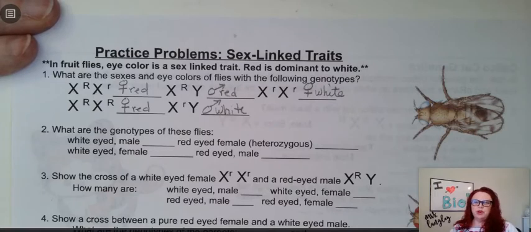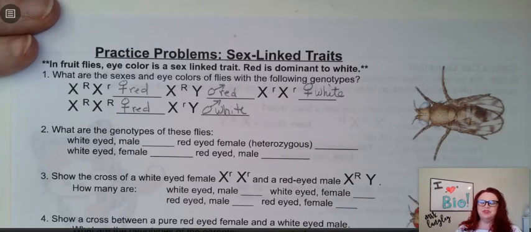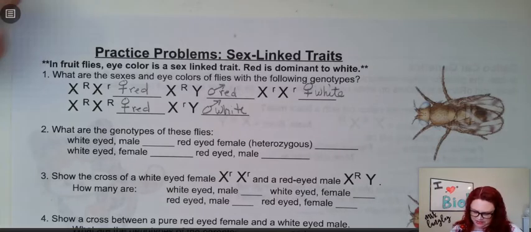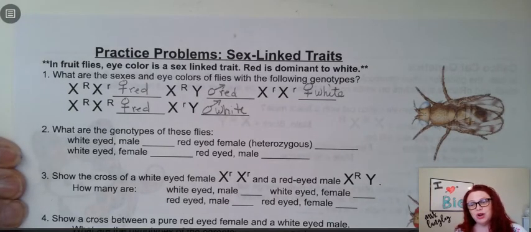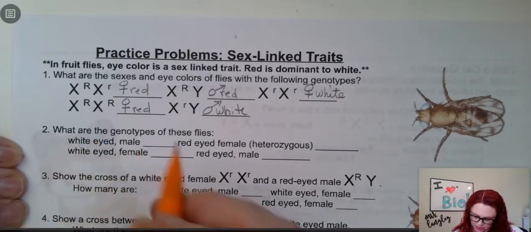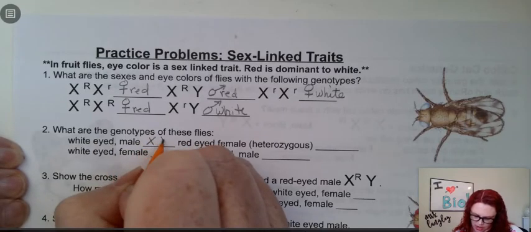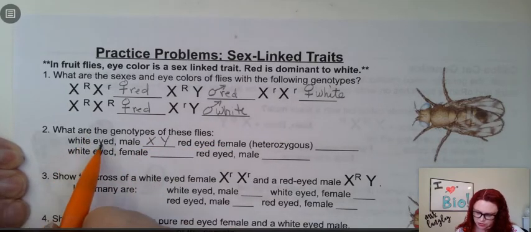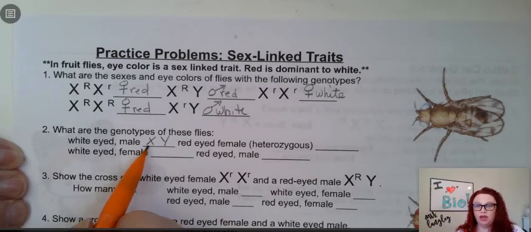For the next problem, we're going to go the opposite direction, and we're given the phenotype, and we need to do the genotype. Okay? Easiest thing to do is to start with the sex. Is it male or female? So here I have a white-eyed male. I know that a male has to be an X and a Y. It's white-eyed. Well, there's only one X, and this has to be on the X chromosome. White is recessive.